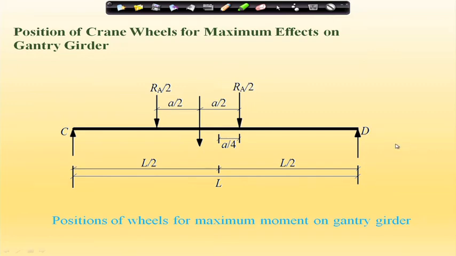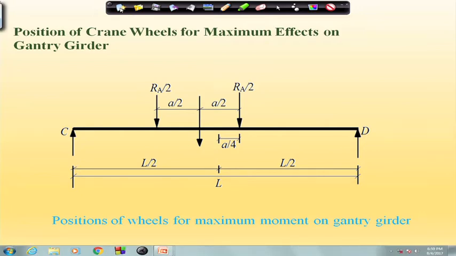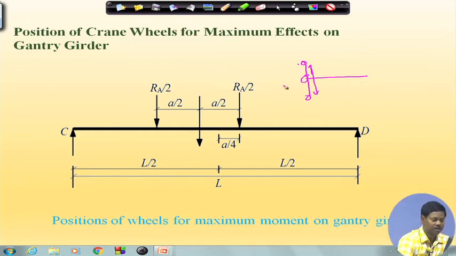So, once the load is found, means the maximum R A is found, then we can find out the maximum effect on the gantry girder. Maximum effect means, as you see, if we consider this is the crane and this is the gantry girder, then when the crane is moving towards this, if this is a simply supported gantry girder, we can find out the maximum bending moment will be more or less towards mid span, but it will not be exactly at the mid span. So, that can be found.